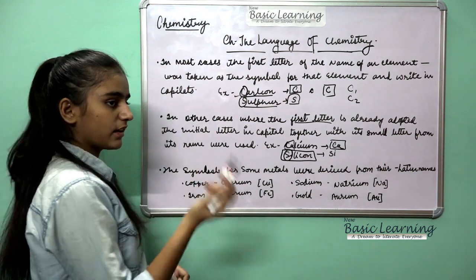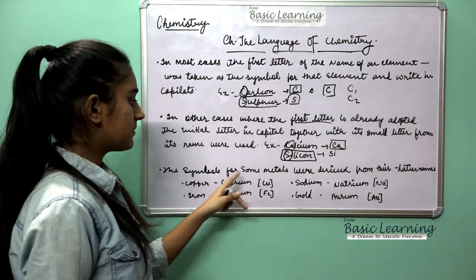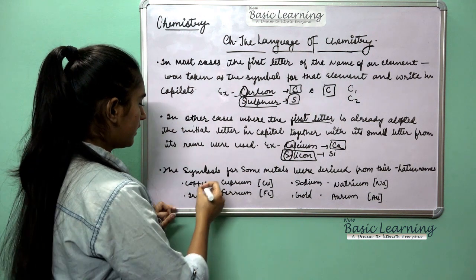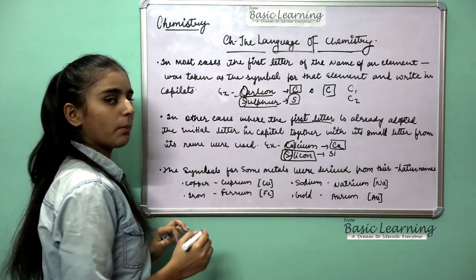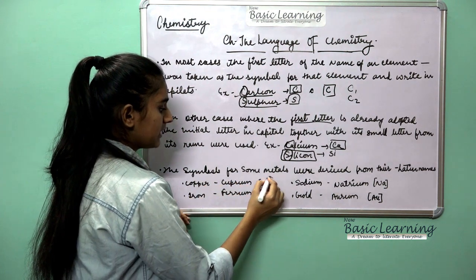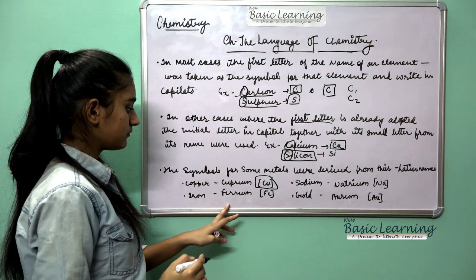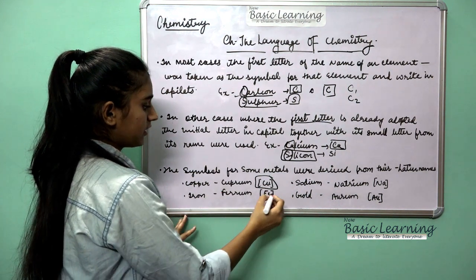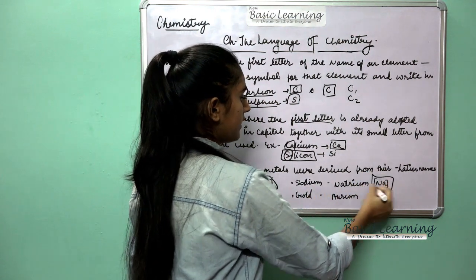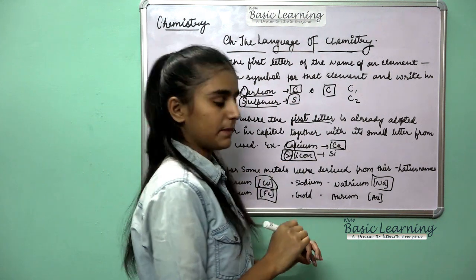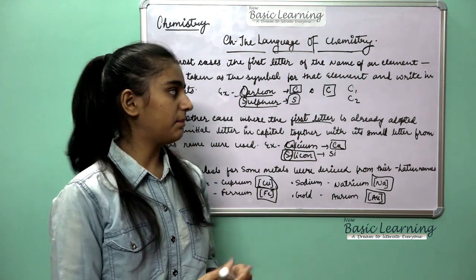And in other cases, the symbols for some metals were taken from the Latin names. The Latin name for copper is cuprum, so the symbol is Cu. The Latin name for iron is ferrum, so the symbol is Fe. Sodium, natrium, the symbol is Na. Gold, the Latin name is aurum, so the symbol is Au. I hope this part is clear to you.